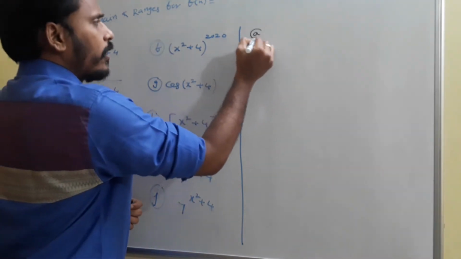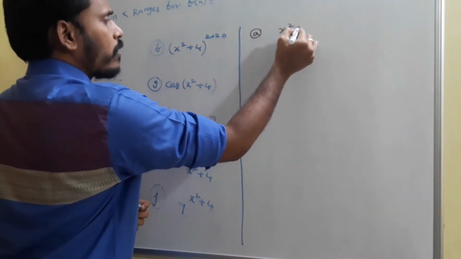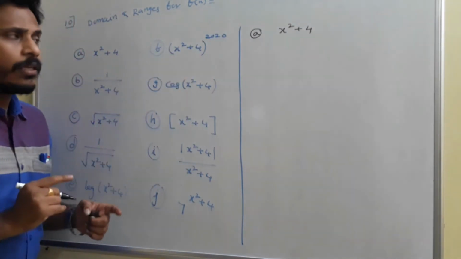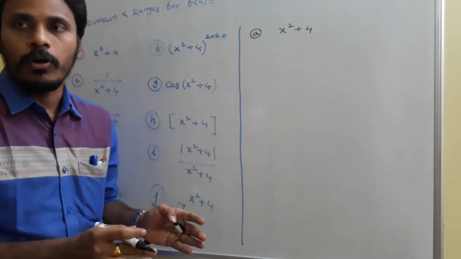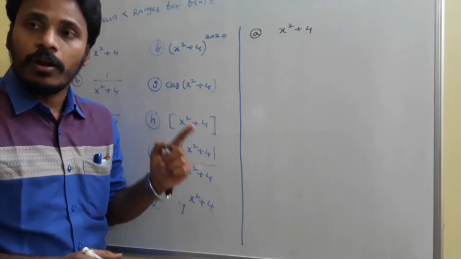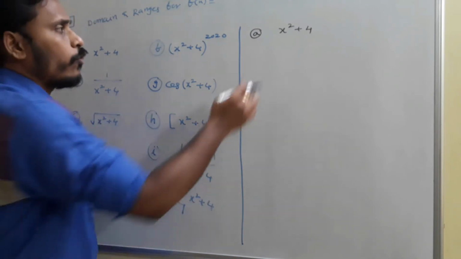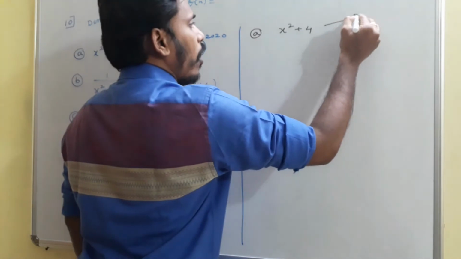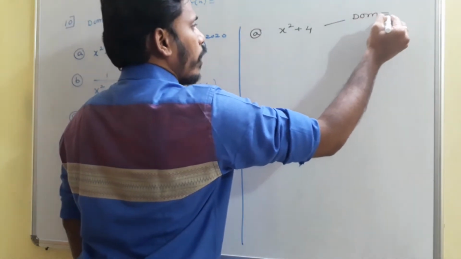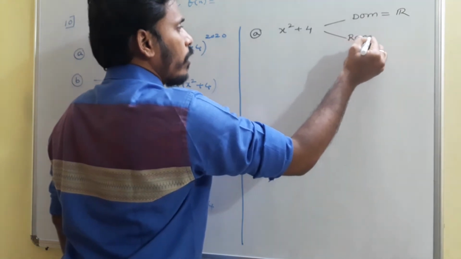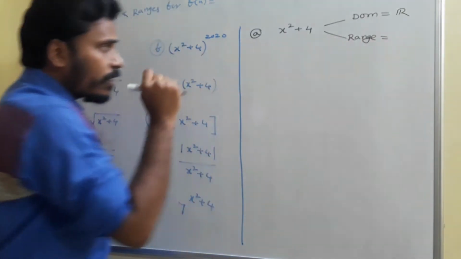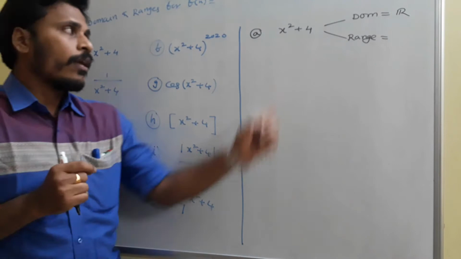So it is very clear when you think about x square plus 4. You are allowed to take any value in the place of x, no problem. If you take a positive number or a negative number or 0, any number in the place of x, the value of x square plus 4 always exists. So the domain is all real values.